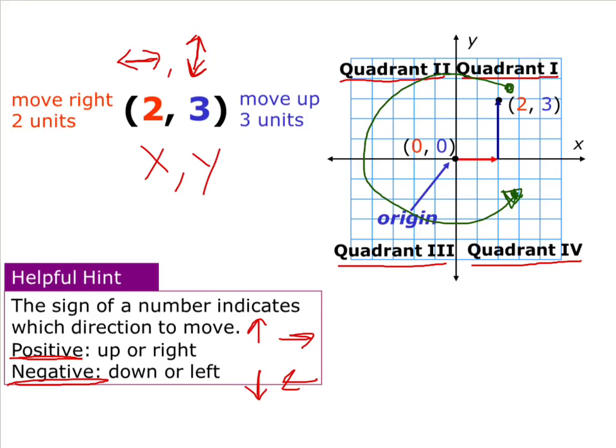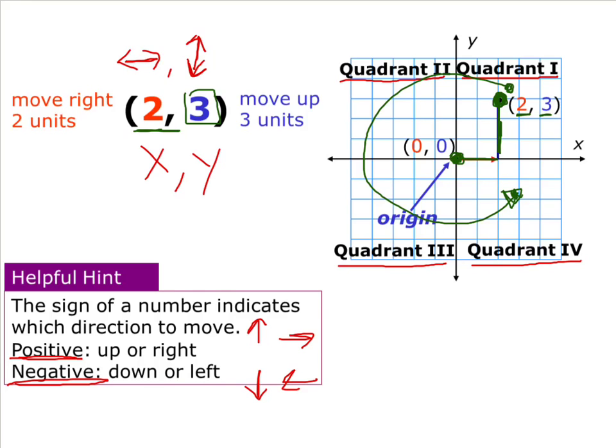Alright, now what this slide is showing us is how to graph the ordered pair 2, 3. Well, we start with the origin, the 0, 0 right here. Since our first number here is 2, we have to move to the right 2 places, 1, 2. Then our 3 right here is telling us that we have to move up 3 places. So we move up 3 places, 1, 2, 3. So our ordered pair 2, 3 is going to be right here on the green dot.